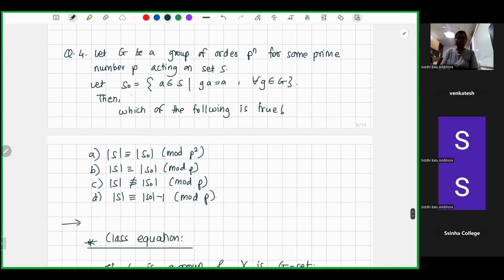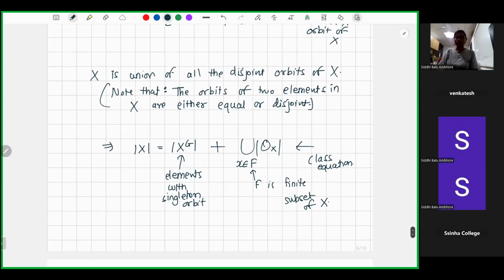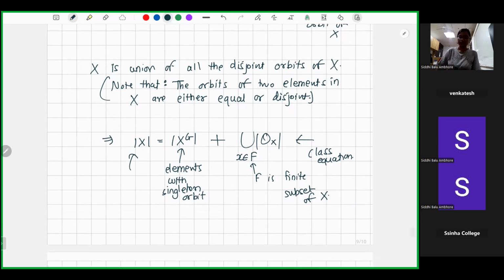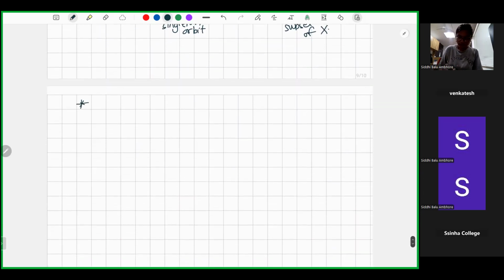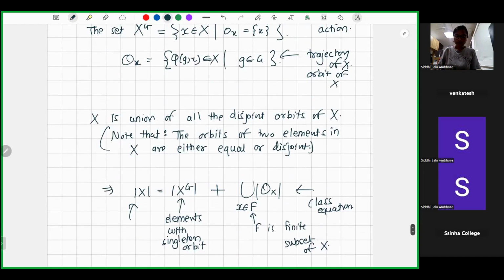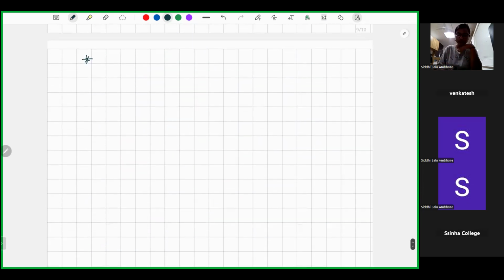And here, since we are talking about S, we are collecting elements of S such that the orbit of A is the singleton {A}, if you observe. And after this, we will do this theorem. So under this notation, we have this.